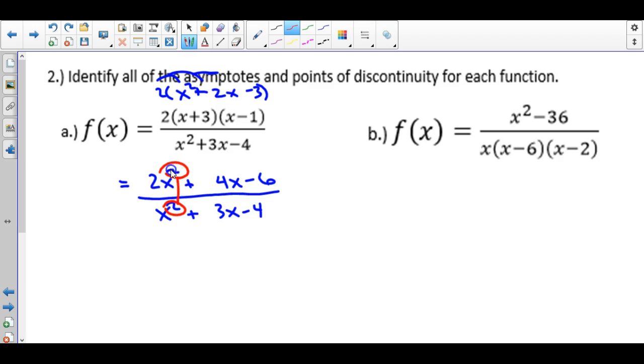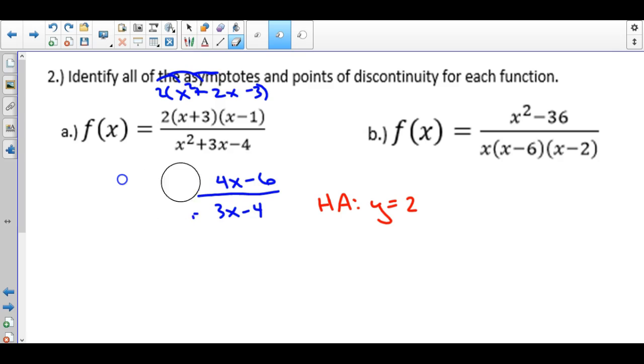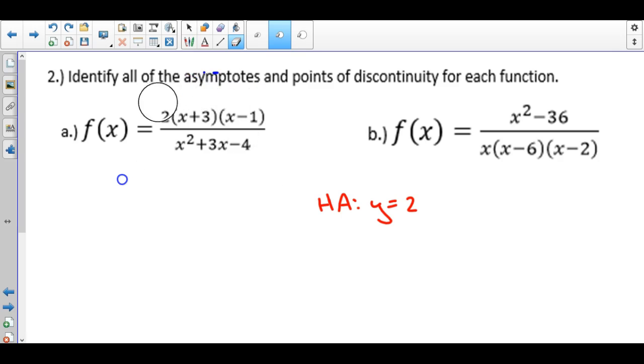So since my degree is the same for both of these, I'm going to take a look then at the coefficients, which I have a 2 and a positive 1. So what that means is that I'm going to have a horizontal asymptote, I'll just write HA, at y equals, and all you do is just divide out the coefficients. 2 over 1 means that my horizontal asymptote is at y equals 2. Okay, and again, that was because my degrees were the same for the numerator and denominator.